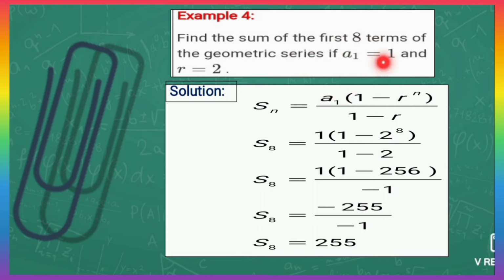So, yung first term natin is 1. Then, copy yung 1, copy the sign. And then, yung r natin, which is yung ratio, is 2. Then, yung n natin, yung number of terms natin, ay 8 over 1, copy the 1, copy the sign, and yung r natin ulit is 2. So, isolve na natin. Copy the 1, and first natin gagawin is, pag nag-multiply ka ng 2 ng 8 beses, the answer is 256.